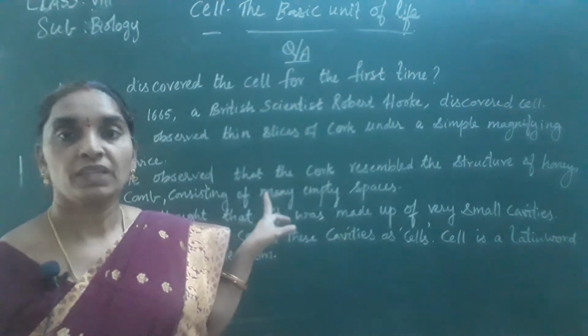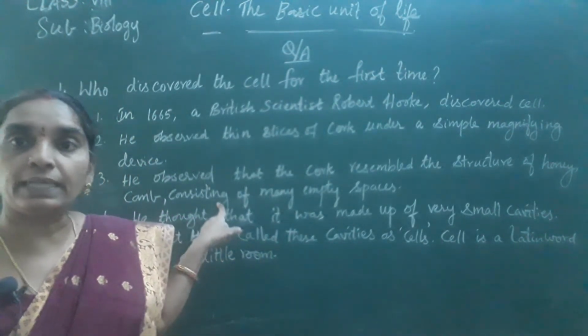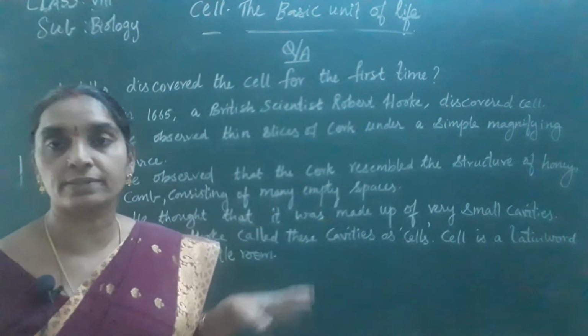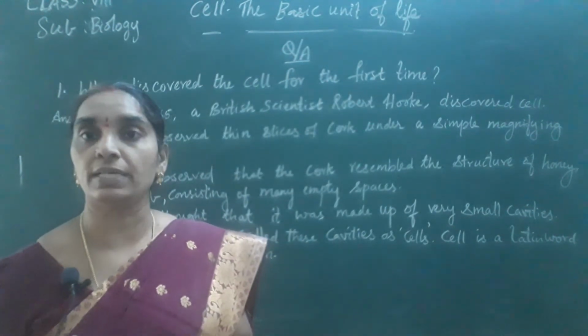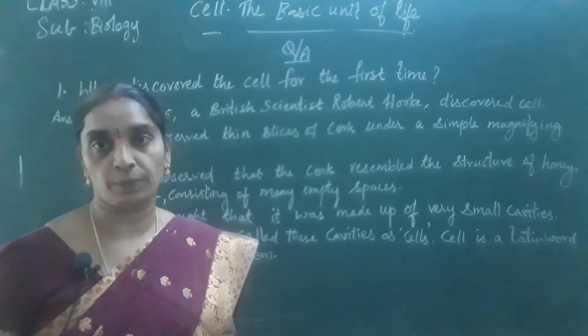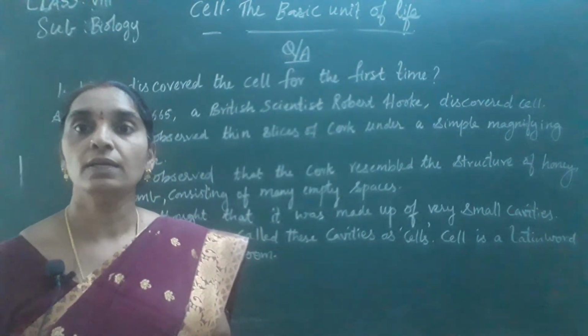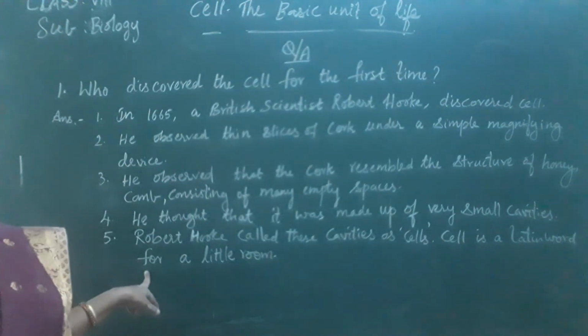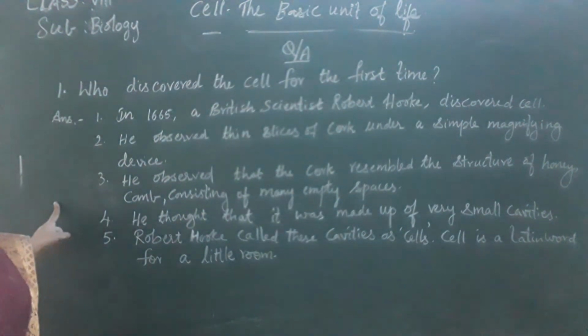He observed that it contained many empty spaces, and these empty spaces he called cavities, and these cavities were called cells by Robert Hooke. The word cell means little room in Latin. So note down this, children, in your notebooks neatly.